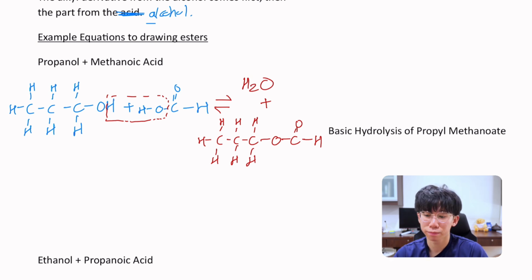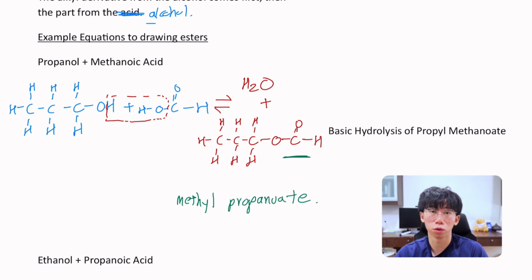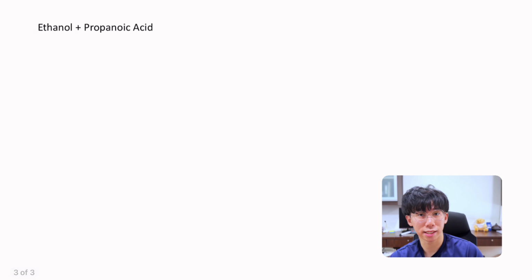As for how to name it, since the alkyl derivative from the carboxylic acid part, which is the C double bond O part, will come first, there's only one carbon, so this is methyl. And then the other side has 3 carbons, so this is propanoate. It will follow this pattern. Let's look at another example.